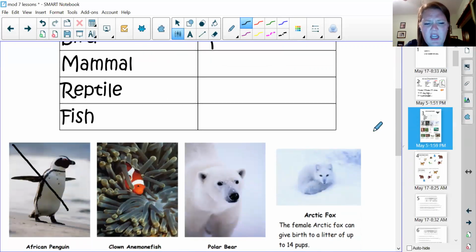Right here, it's a clownfish. So it basically tells us in the name what it is. So that's a fish. Let's cross that one off.